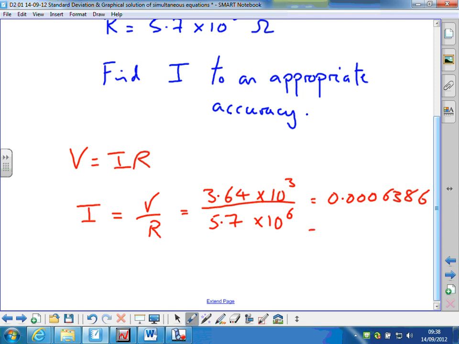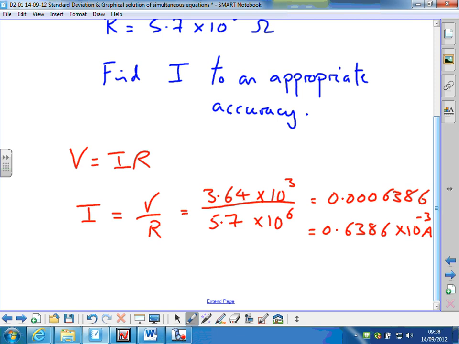Okay. And then what would we put at the end? Times 10 to the minus 3. Amps, thank you. Don't forget the unit. Is that how you'd leave the answer? Is that an appropriate accuracy?